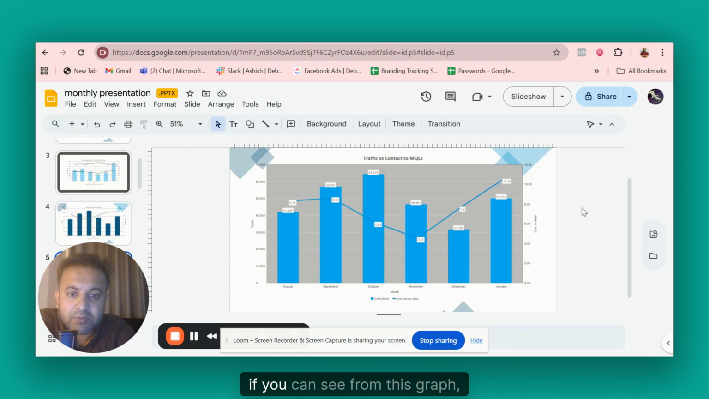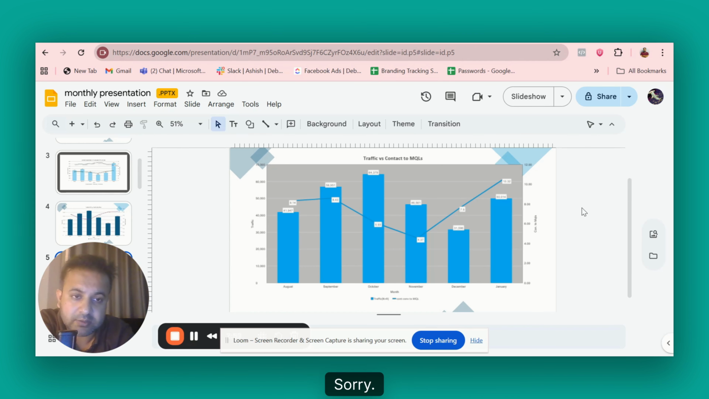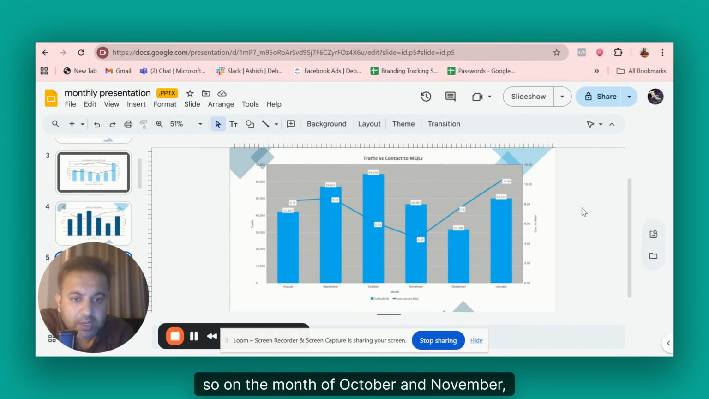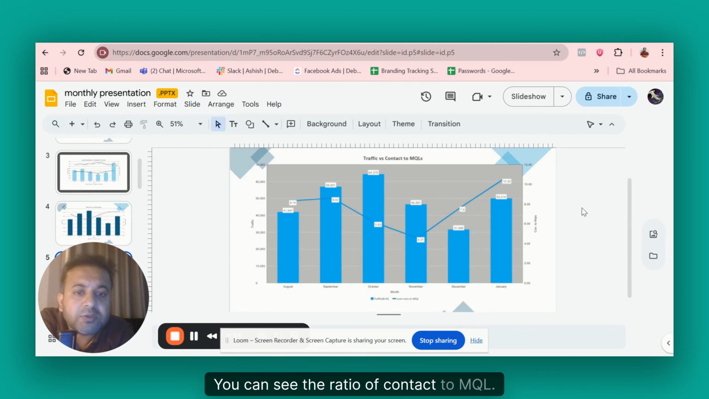From this graph, the blue bar represents traffic, and the line graph represents the ratio of people going to the contact page and then ending up as an MQL. In the months of October and November, we defined a new strategy. Before that, it was going with a different strategy. In October and November, I came up with a new strategy and ran the marketing campaign for acquisition and retention of clients. You can see the ratio of contact to MQL there.